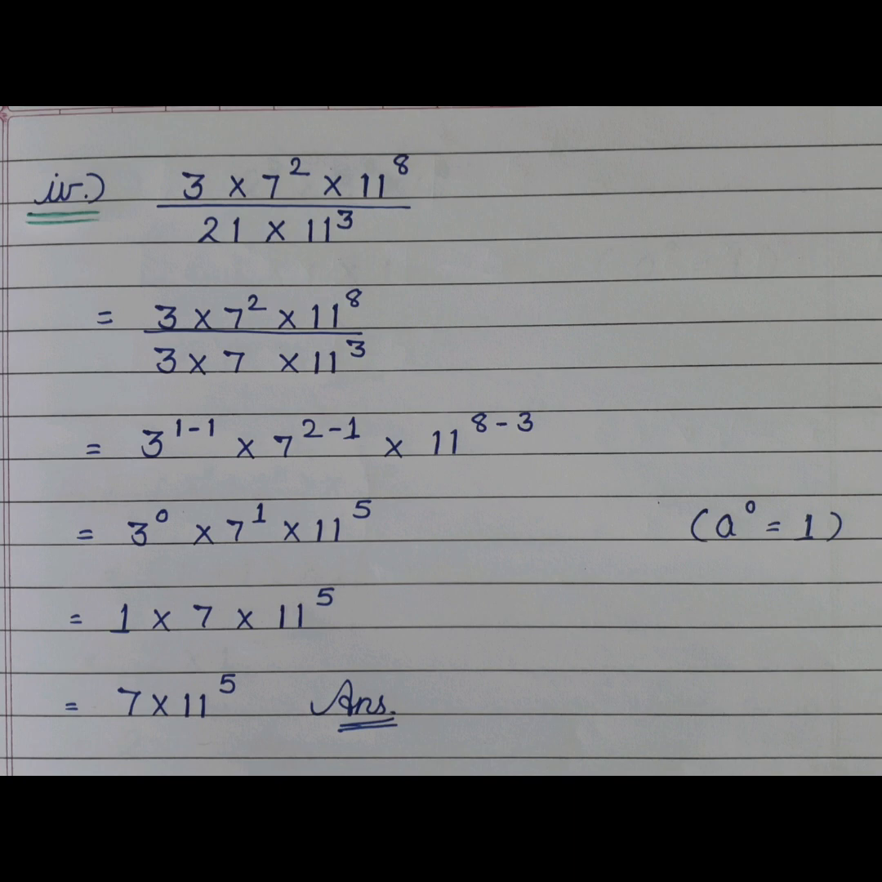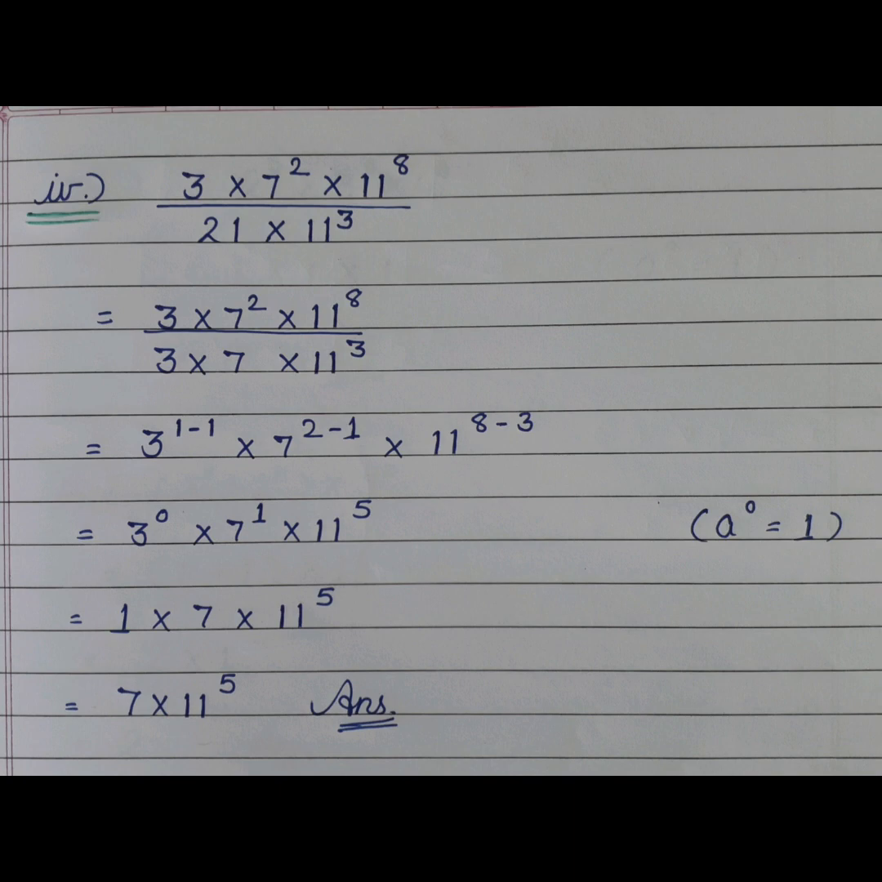And as it is division, all the numbers in numerator and denominator with the same base, we will subtract the powers and we will write it as 3 to the power 1 minus 1 into 7 to the power 2 minus 1 into 11 to the power 8 minus 3. The answer will be 3 to the power 1 minus 1 will become 0 into 7 to the power 1 into 11 to the power 5.